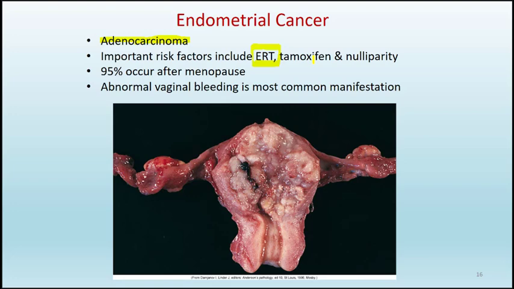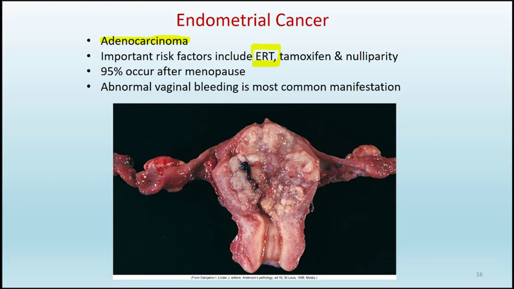Nulliparity as well, so a woman that has had no children. 95% occur after menopause. And abnormal vaginal bleeding is the most common manifestation. When a woman has bleeding post-menopause, it is not good. And so you must consider cancer in these situations if a female is bleeding after menopause.